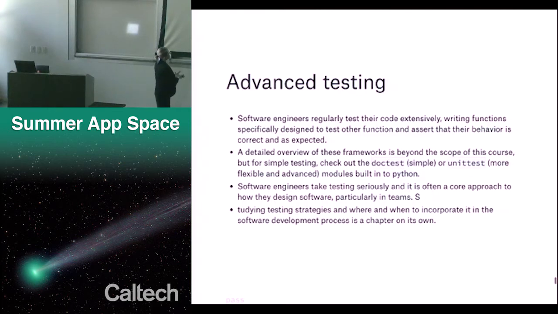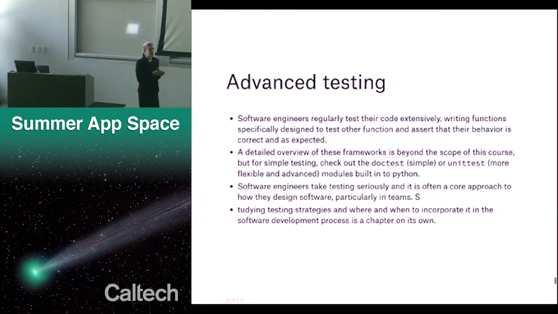So often they write functions specifically designed to test other functions and assert that their behavior is correct and as expected. I'm not going to go over the testing frameworks, but I'm just going to mention them. At some point with larger projects, you might want to check out the doctest or unittest modules built into Python. Software engineers take testing really seriously, and it's often a core approach to how they design software, particularly in teams.